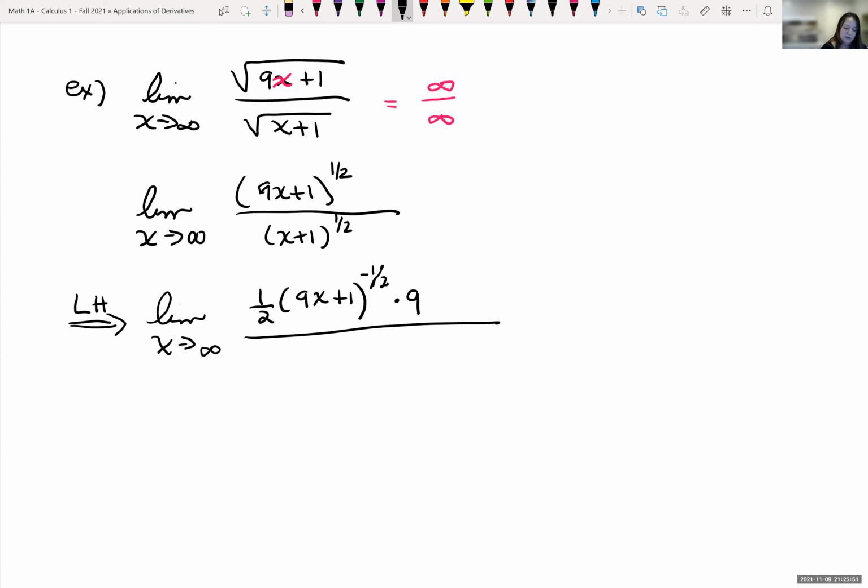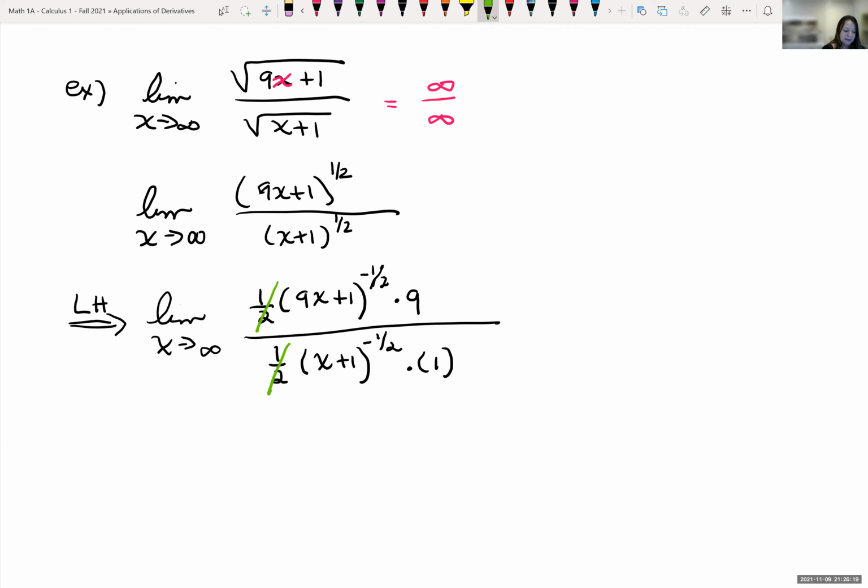all over. So the derivative of the denominator, bringing our power down front, we have 1/2 of the inside, x plus 1, subtract 1 from our exponent, we get negative 1/2, times the derivative of the inside, which is 1. Okay, so notice things simplify a little bit. That 1/2 and that 1/2 cancel, right?